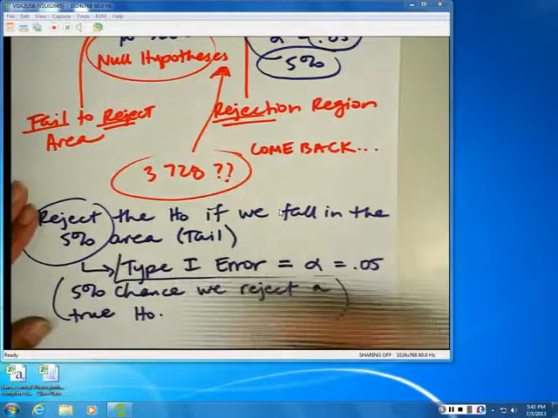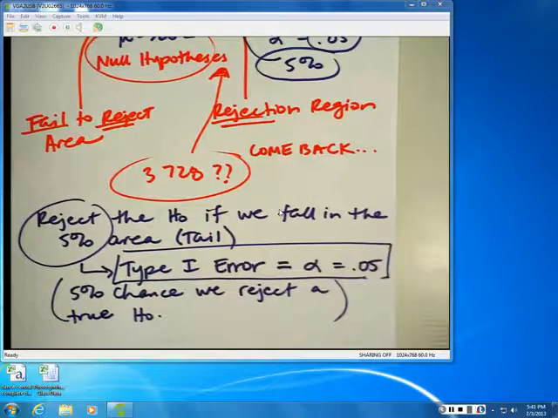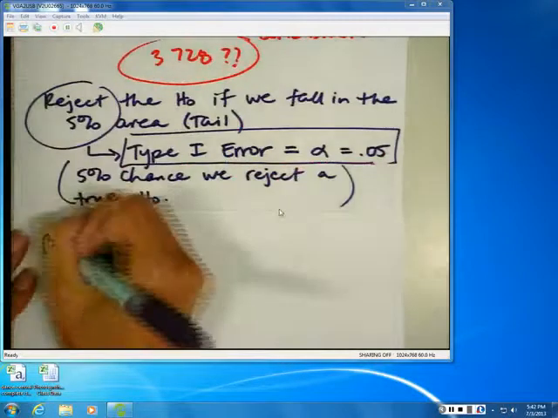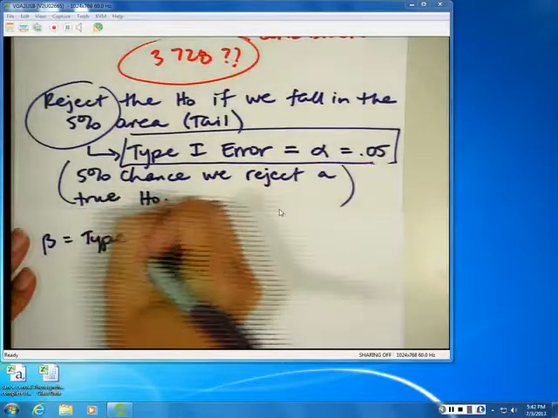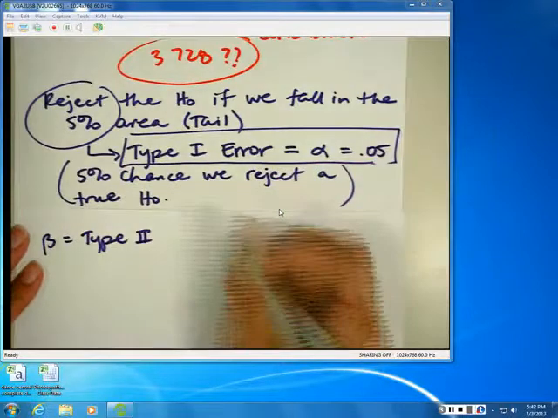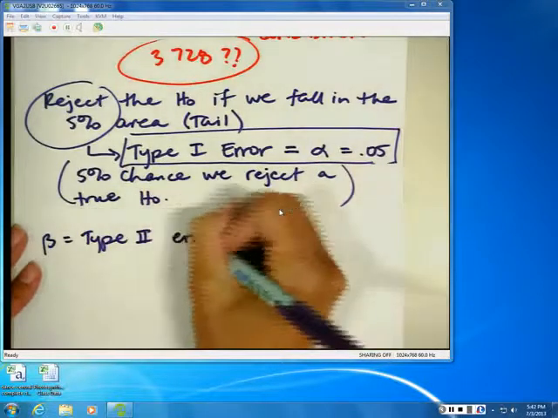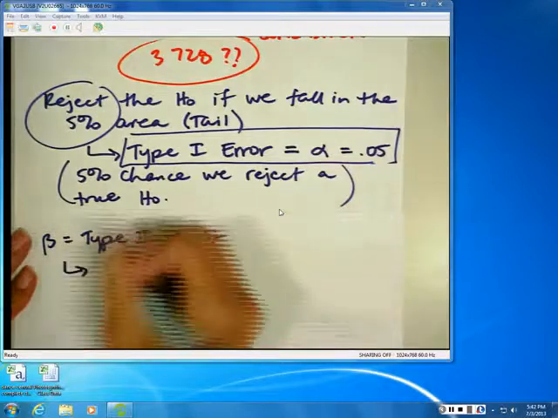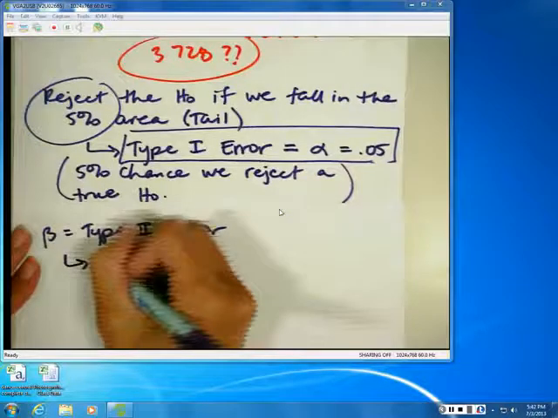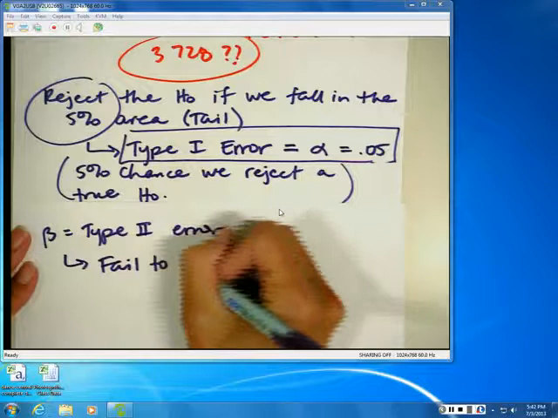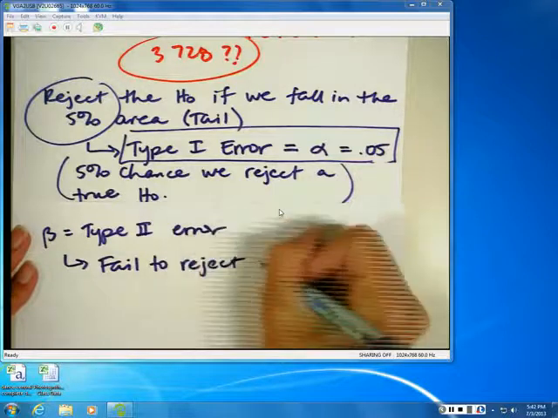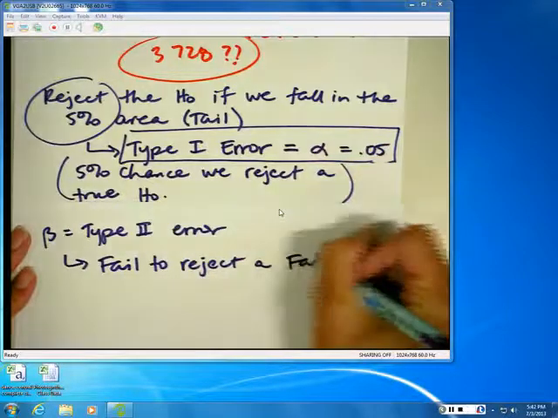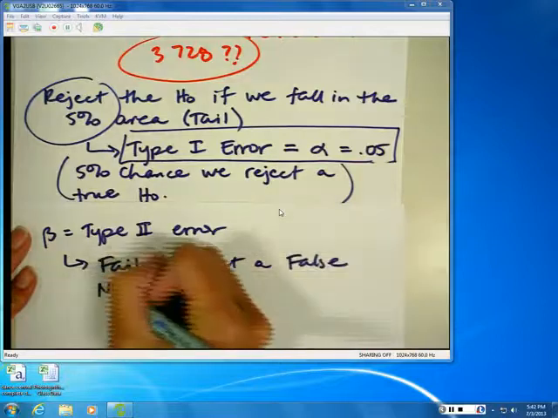So the type 1 error is the size of the rejection region. The other error is beta. So beta is a type 2 error. We do not focus on beta in this class. It will happen if you fail to reject, this is the double negative one, you're going to fail to reject a false null hypothesis.